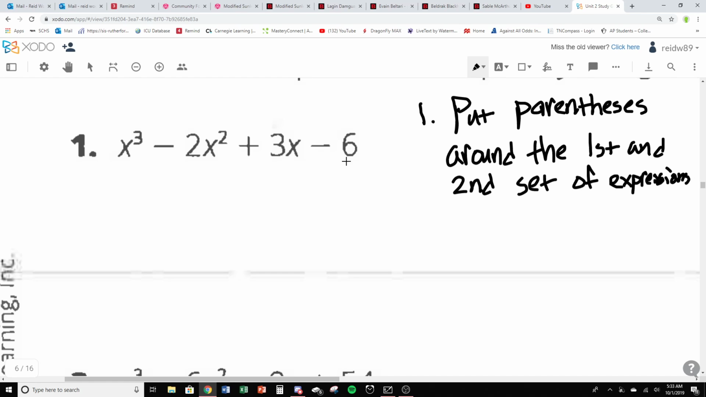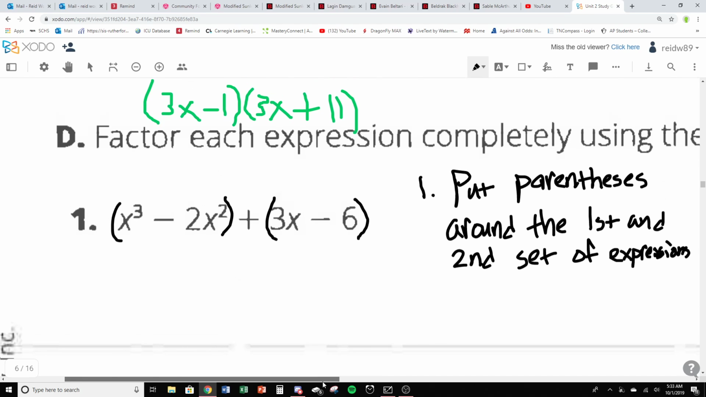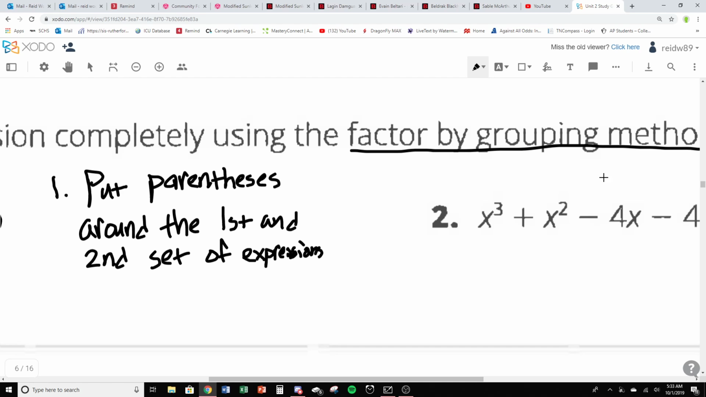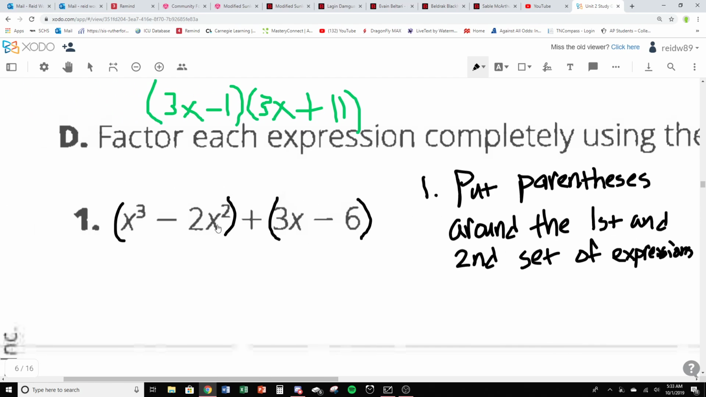Okay, so we are going to do this. Here are the first set of expressions. I'm going to put parentheses around it. Here's the second set. I'm going to put parentheses around that. Good. So the name is grouping, and that's exactly what we've done. We have put them into groups. That's what these parentheses are right here.